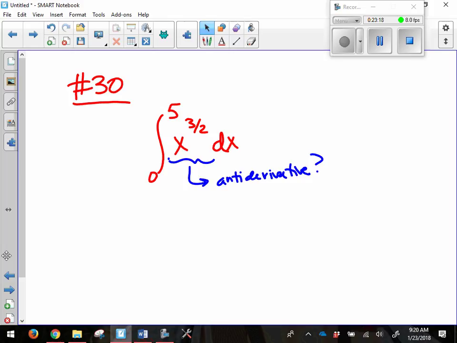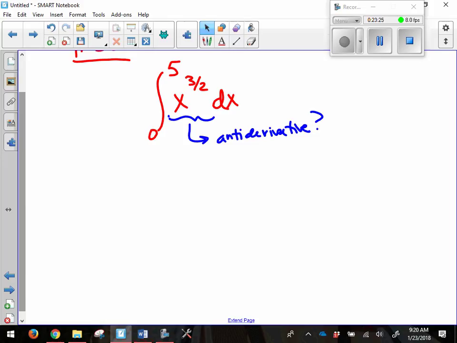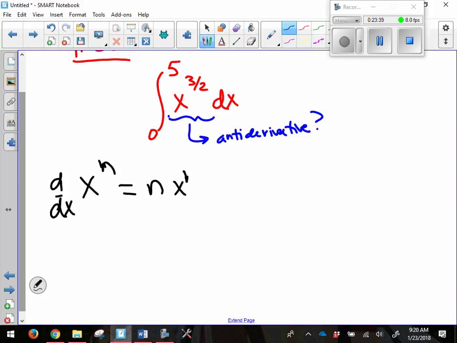So we did a whole section on antiderivatives, remember? So if I had, for instance, x to the n, and I took the derivative, what would I get? What would I do? X to the n minus 1. Right. Okay.